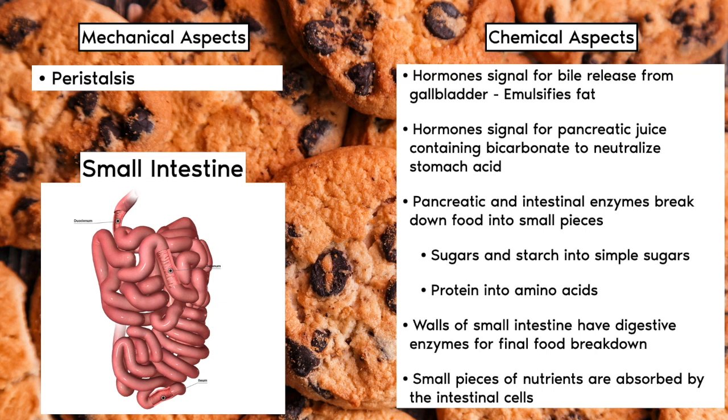Chemically, we have hormones that signal for bile to be released from the gallbladder. And bile is important because it needs to emulsify the fat that we've eaten. This means that it needs to combine the fat with the more watery, fluidy chyme that the stomach has created. In the stomach, the fat kind of floats on top of the chyme. It's not really integrated into the whole mass because fat is hydrophobic. It doesn't like water, and chyme is pretty watery, liquidy. So you need an emulsifier to bring the two together.